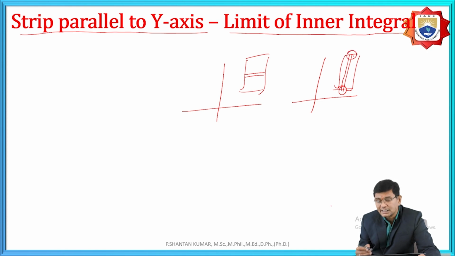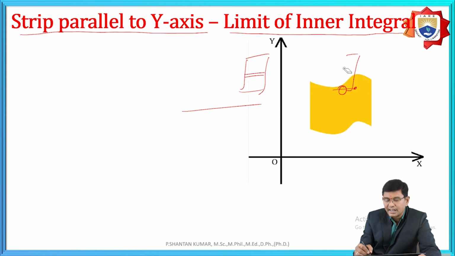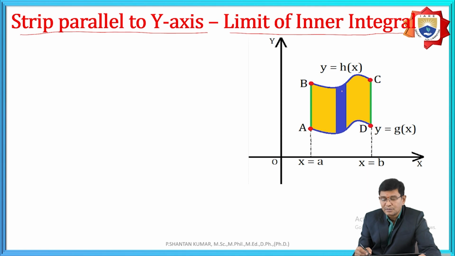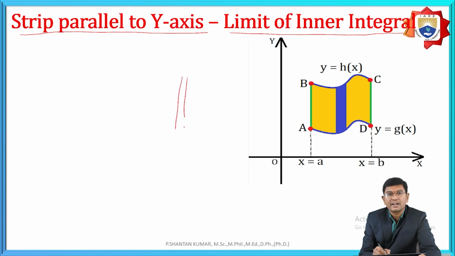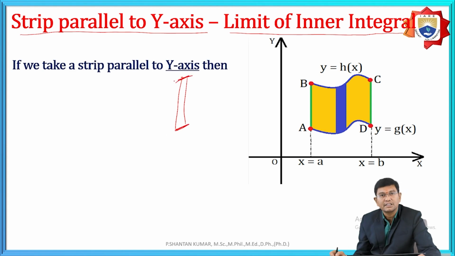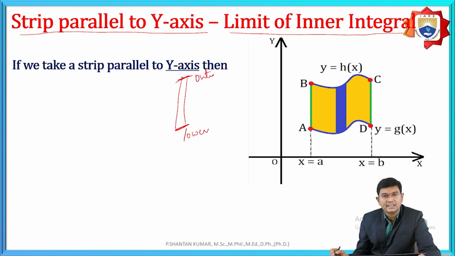And next, the x limits. The x limits: the left side is this one and the right side is this one. That is the meaning here. We need to understand this clearly based on the diagram. Observing the bounded region, and in this region we take a strip parallel to the y-axis. Inside is the lower side, and the outer is the upper part. That is the meaning of lower or inner, and the outer is the external.